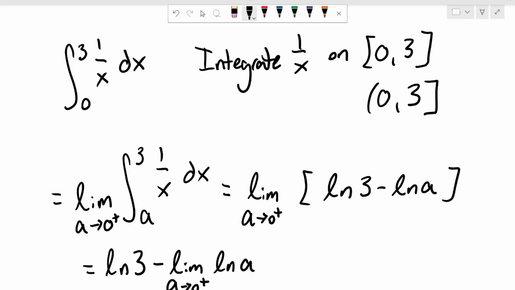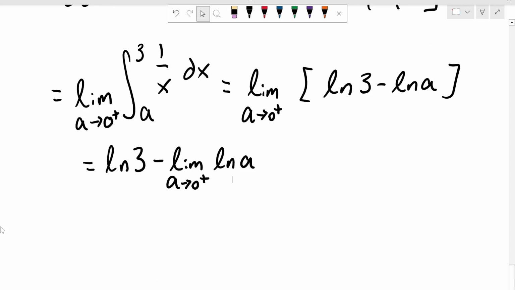Okay, so this one, I think it's clear if you remember how the graph of this looks, that this goes to negative infinity. So this is going to be 3 minus negative infinity, or 3 plus infinity, if you like. Either way, it diverges, right? It's not going to a finite number. So we say that this diverges.